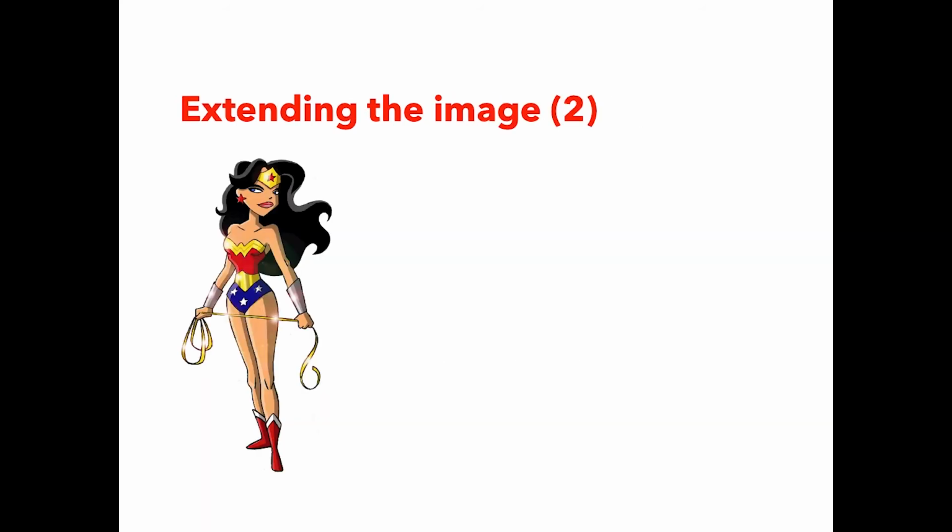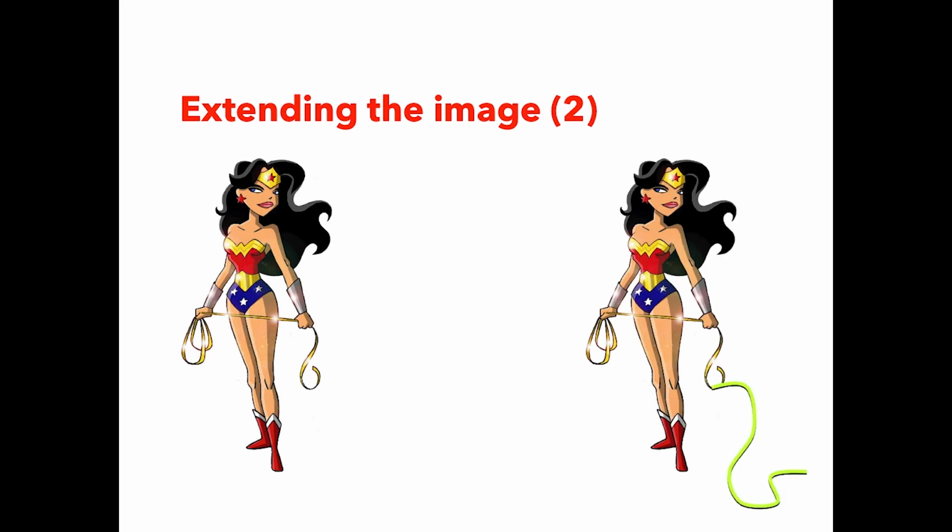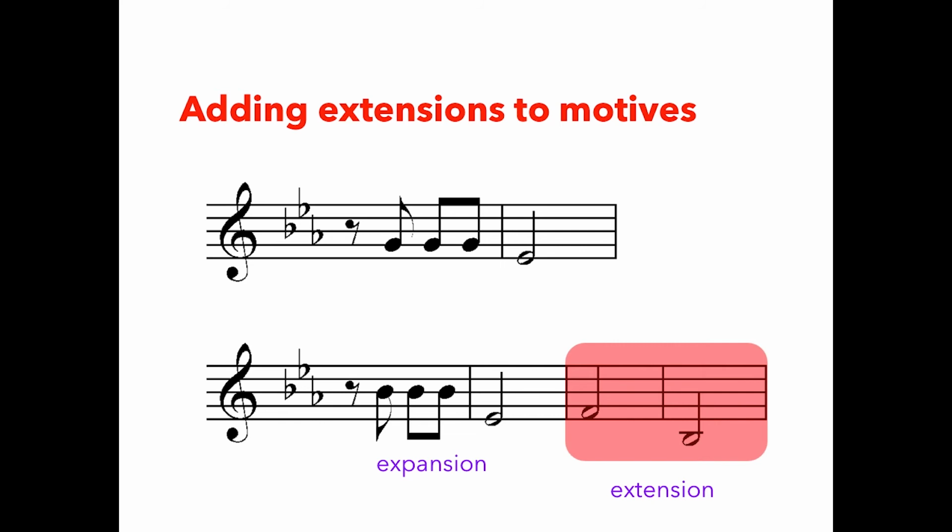Here's another way that I've extended the image. In this example, I've added material to the end of the original motif. It's a simple way of using the original idea while adding to it. And here I'm showing you an example of how Beethoven added 2 bars of material to the end of the motif. Listen to the contrast between the original motif and its extended, expanded forms.